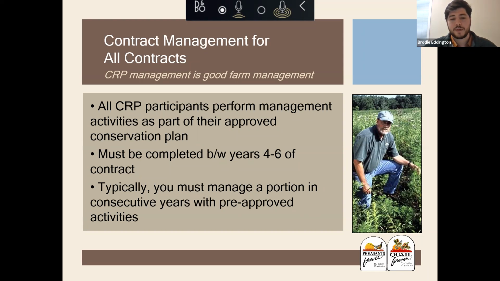You'll need to perform maintenance or a management within, usually on a 10-year contract, the 4 to 6 year area. So within those 3 years, you'll have to do consecutive maintenance, such as burning, where you would have to burn a third of the property each year. And I believe on a 15-year contract, it's 6 through 9. But typically, you'll have to have pre-approved activities by FSA. They'll have to outline in your contract what you will be doing as your mid-contract management when you sign off on your papers.